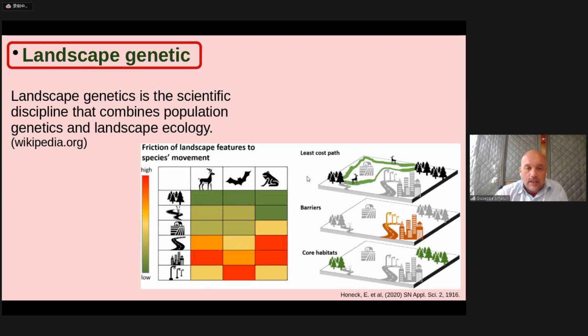So what does it mean? That different animals in this context can have different levels of movement according to the natural barriers that there are in the territory. So for example, over here you can see that if there is a city, some animals cannot cross over, and so on.